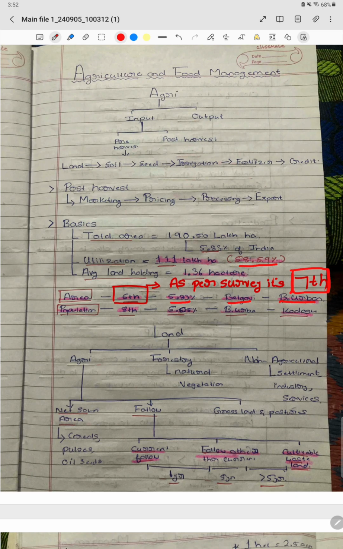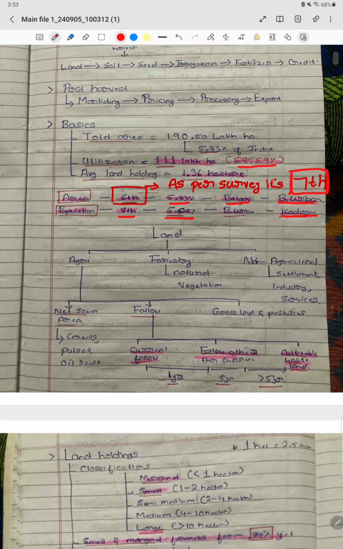Then in terms of population, we rank 8th with 5.05%. So 5.83 is for the area, and 5.05 for the population, which is lower, because the population of the southern states will be less. The maximum population is in Bangalore Urban and the least is in Kodagu.